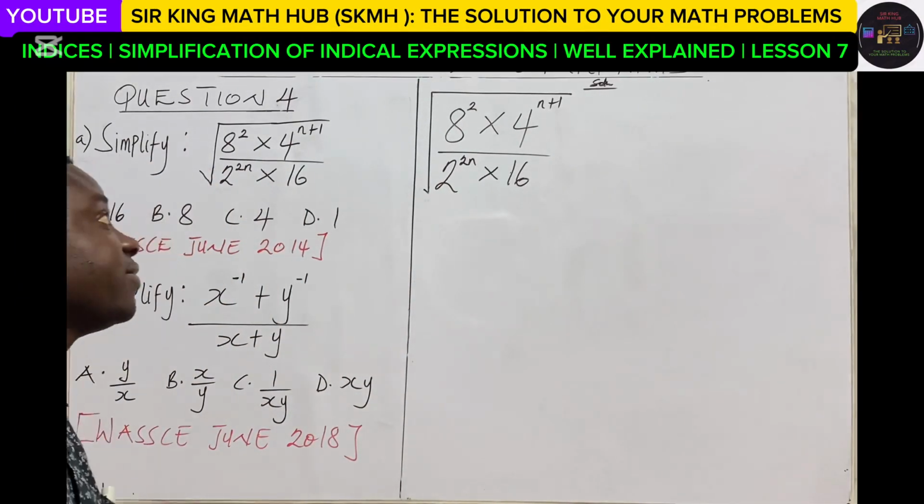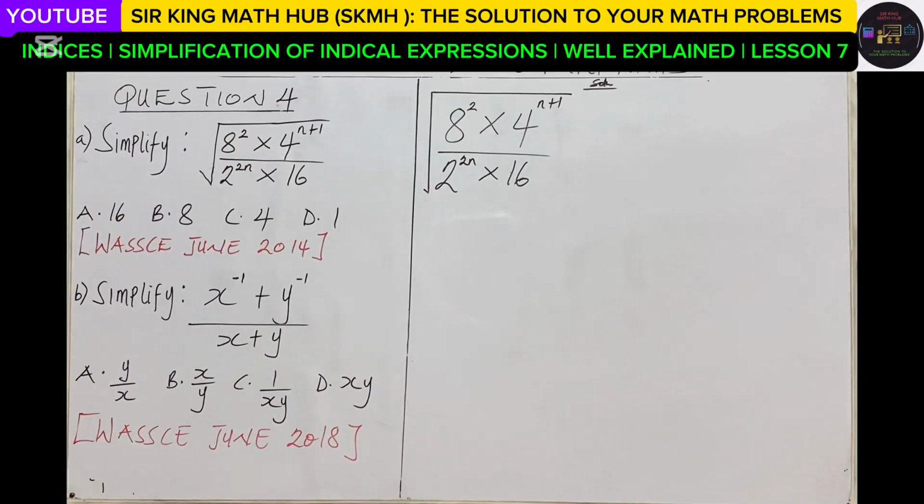This is lesson 7 of indices. In this lesson, we are going to solve some past questions on indices, some WASSCE past questions. Beginning with question 4a, we have to simplify the square root of a fractional index. For the fraction, the numerator is 8 squared multiplying 4 exponent n plus 1, with the denominator 2 exponent 2n multiplying 16.